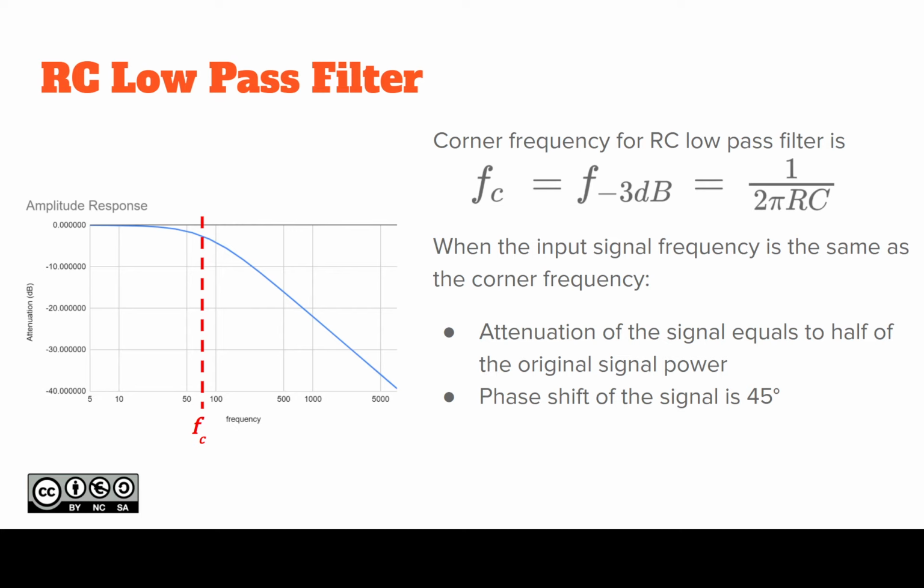For the RC low pass filter, there's a very simple formula to calculate this corner frequency, which is also the same as the minus 3 dB frequency: 1 divided by 2 pi RC. Attenuation at that frequency is half of the original signal power. And the phase shift of the signal actually is 45 degrees.